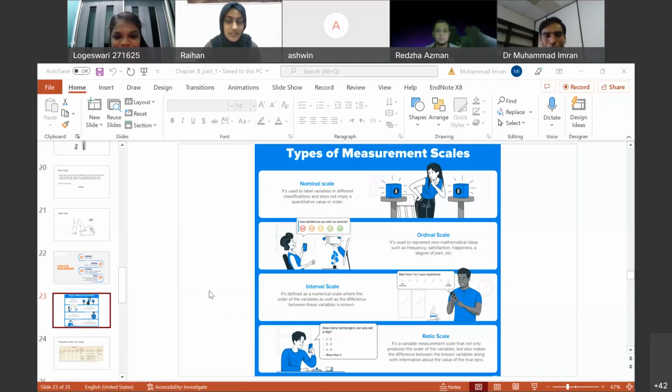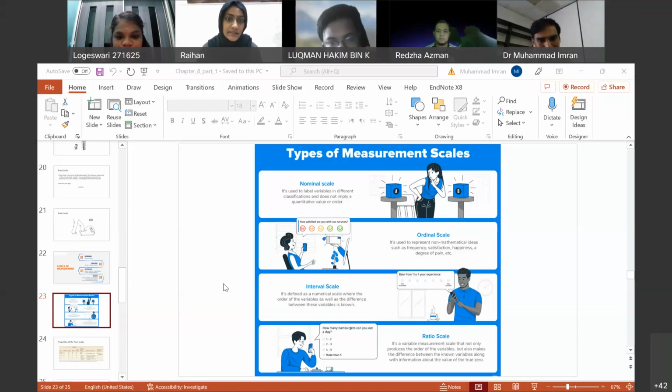Okay, now let's move to the interval. Lukman, please discuss this one. It is defined as a numerical scale where the order of the variables as well as the difference between these variables is known. It just involves numbers: 1, 2, 3, 4, 5, and you choose one number, because we have to give the interval. If we don't have a number, how can we measure the distance between two numbers?